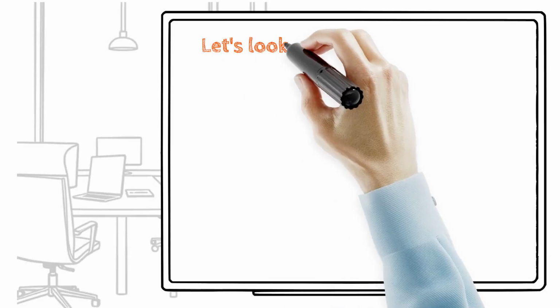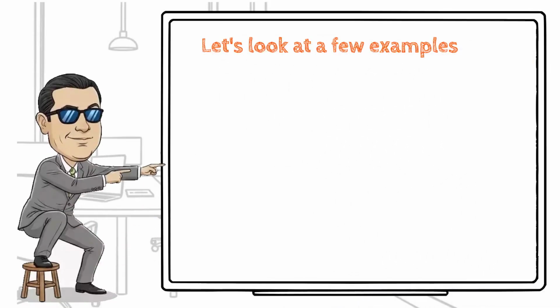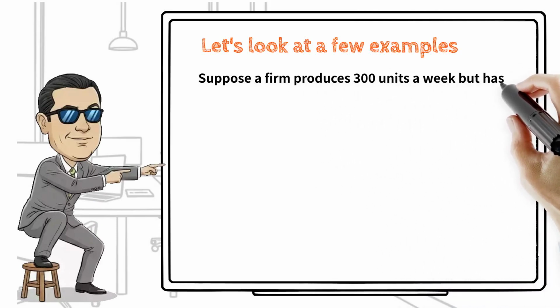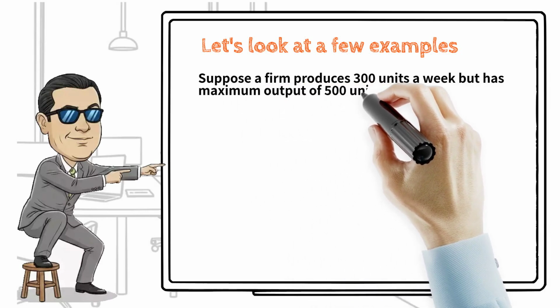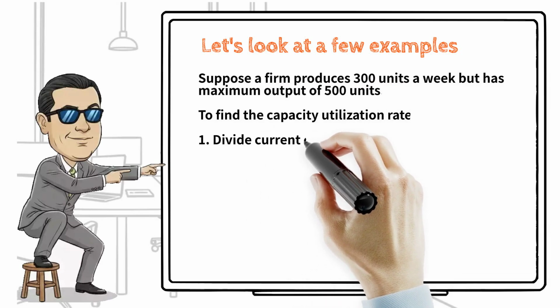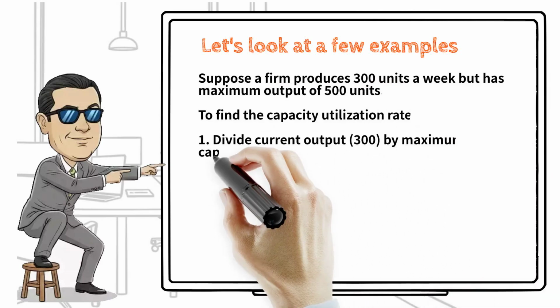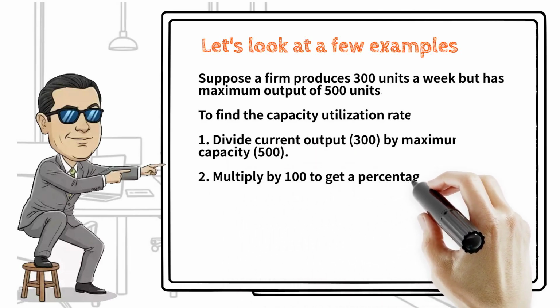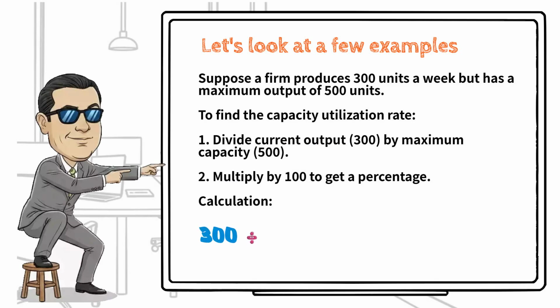Let's take a look at a few examples. Suppose a firm produces 300 units a week, but has a maximum output of 500 units. To find the capacity utilization rate, first, divide current output, 300, by maximum capacity, 500. Then, multiply by 100 to get a percentage. Calculation: 300 divided by 500 times 100 equals 60%.